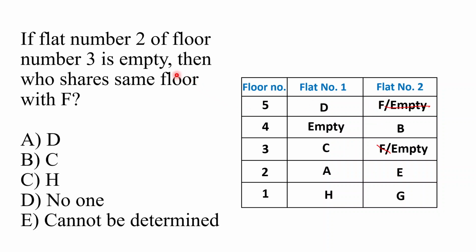Now it is asked that then who shares the same floor with F? See, now F is here in flat number 2 of floor number 5, and on the same floor D is also residing. So F is sharing the same floor with D. So the answer should be option number A. Let's check the answer. See, we got the correct answer again.